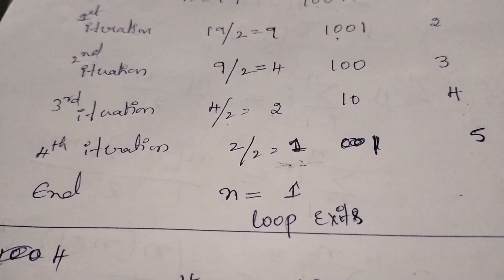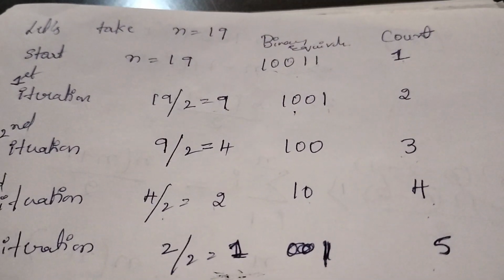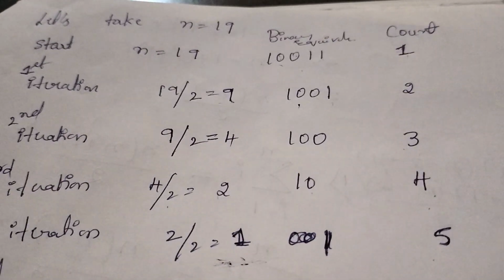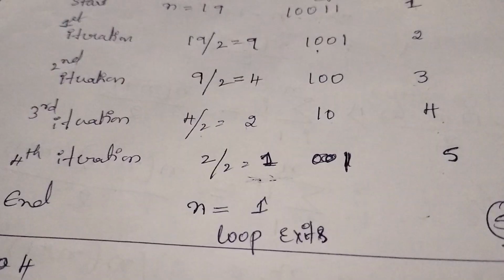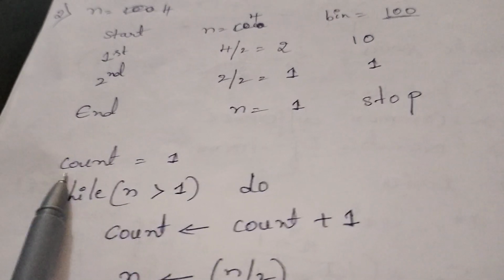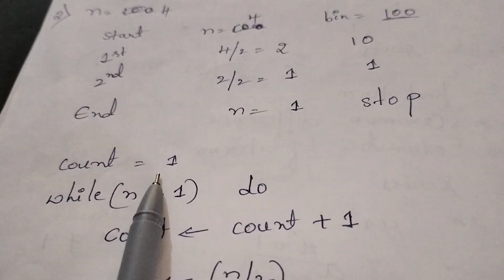Understood, girls? What we did here: we took one decimal number, every time the decimal number is divided by 2, we find the corresponding binary equivalent and increment the value of count. That should be written as an algorithm now. So here we will be taking one variable called count. The initial count value would be 1.